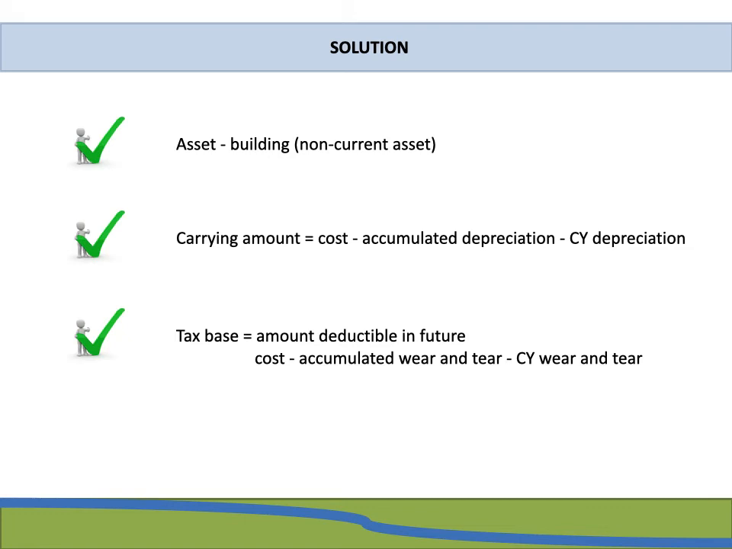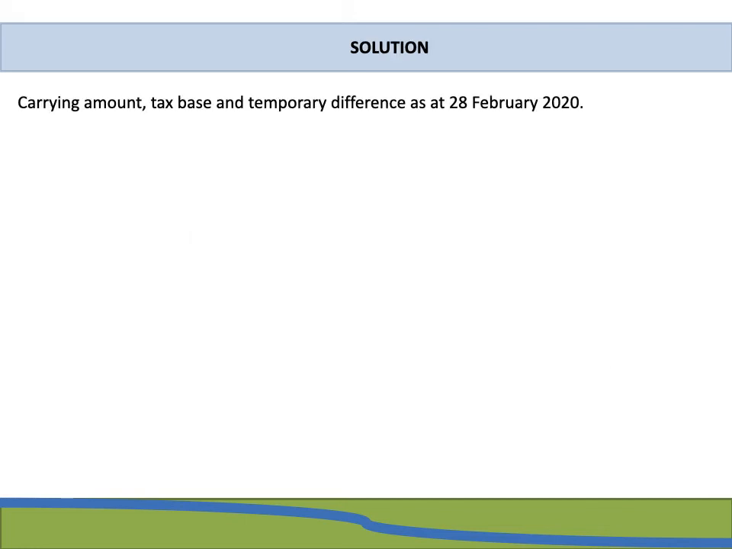Next, we know that the temporary difference will be the carrying amount minus the tax base. So now let's go have a look and actually calculate these figures. Okay, so now that we've gone through the basic principles, or we've recapped on them, let's start our solution. So we need to calculate the carrying amount, the tax base, as well as the temporary difference as at 28 February 2020. So let's draw a timeline.